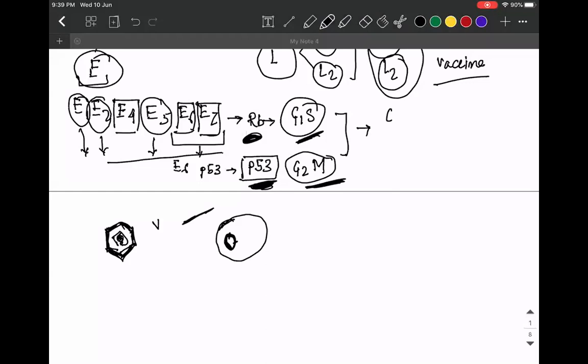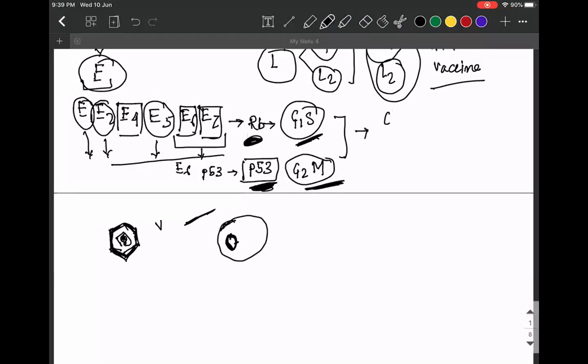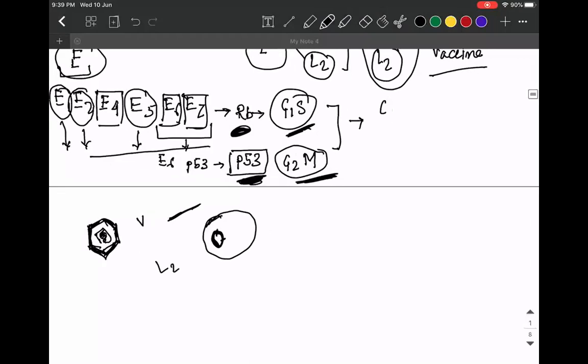In a similar way here also, if I'm trying to make a vaccine out of the HPV virus, I will take that L1 and the L2 gene, insert it into a yeast cell or a bacterial cell, and make the cell grow. Once the cell grows, it produces that particular protein. I will extract that protein and make an HPV vaccine, right? Clear? Yes, sir. Okay.